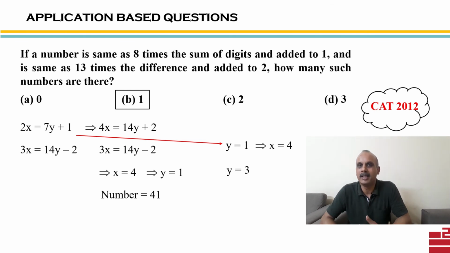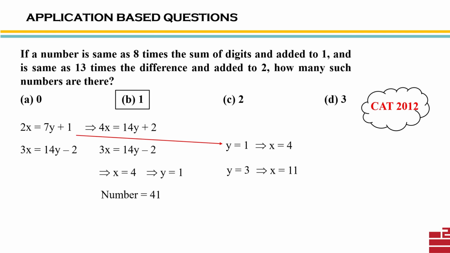So y being an even number is ruled out. So when y is 3, x will be 11. But since x and y are supposed to be single digit numbers, this case is ruled out. So we are left with only one case, that is y equal to 1 and x is 4. So our number is 41, and how many such numbers are there? Obviously it is only one number. But then we took y as 1 and x as 4. Does it also satisfy the second condition in the question?